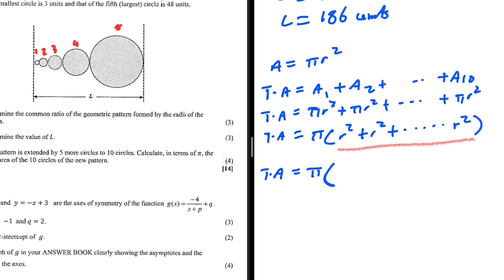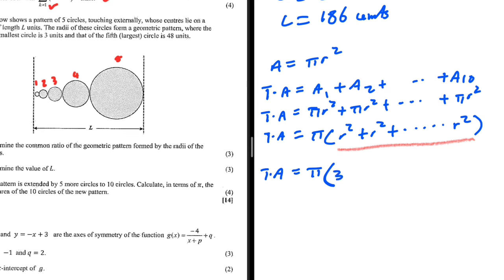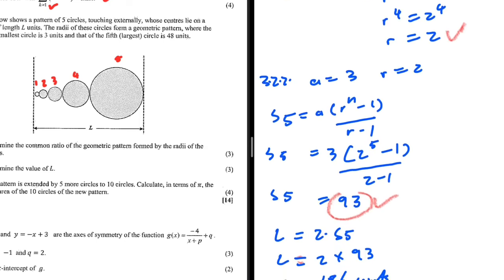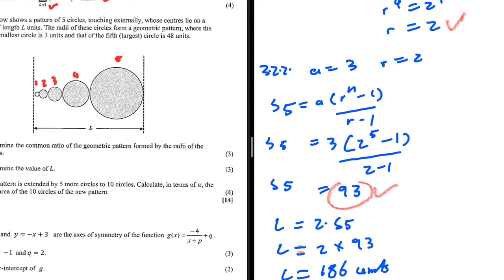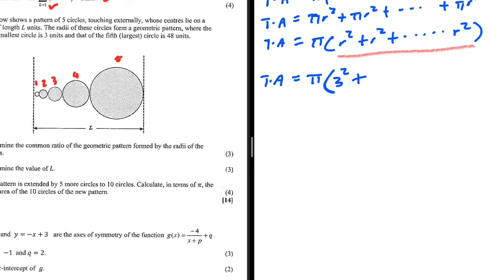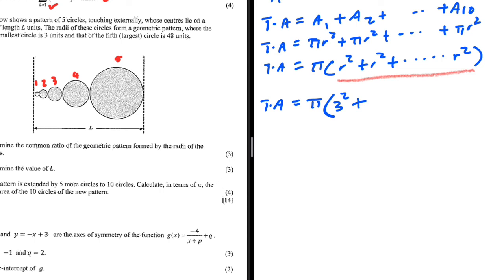So we know that the radius of the first circle is 3 units. So we're going to have 3 units squared plus the radius of the second circle. What was that? The radius of the second circle. So we know that a is 3 and r is 2. So we have 2 to the power 1 if it is the second circle. So 2 to the power 1, we get 6 squared. So let's have that there. So we have 6 squared plus 2 to the power 2, that is 12. So we have plus 12 squared plus 2 to the power 3, that is 24 squared. I think I can just carry on. We can see the pattern here.